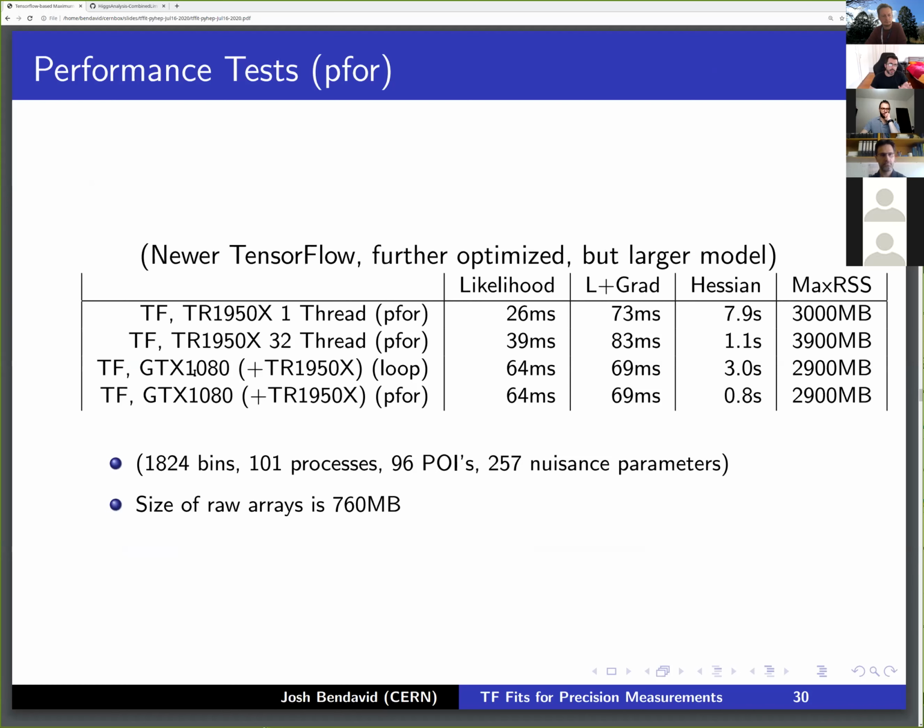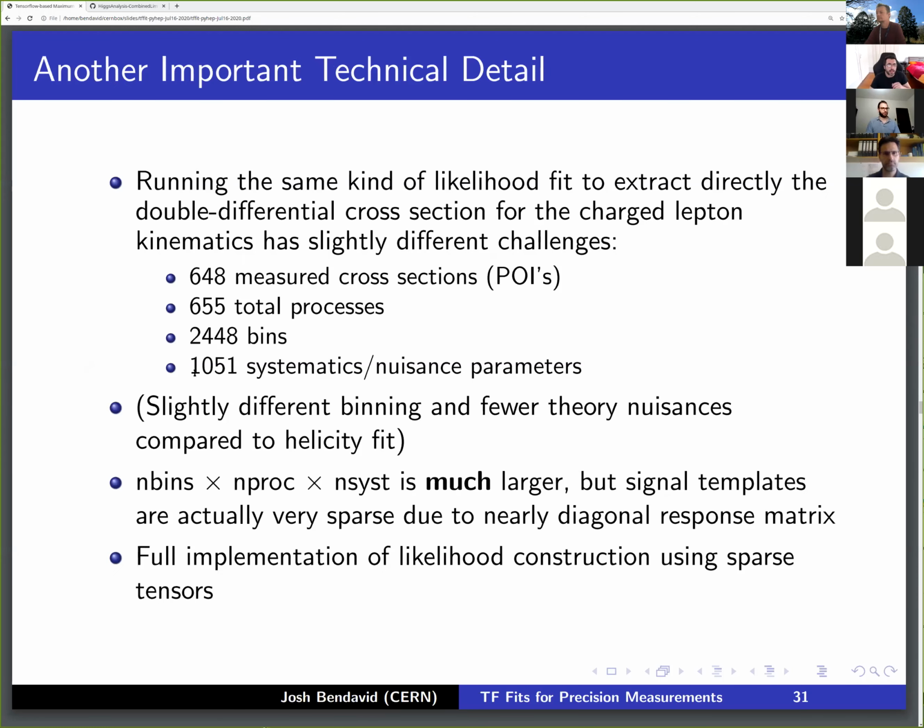There are some interesting details here about the use of parallel for to compute the Hessian, which can speed things up a lot. The other thing I wanted to mention is that we also have a sparse tensor representation. The reason is that for the lepton differential cross-sections, we actually have 650 measured cross-sections rather than 40. So this product of the number of processes times the number of bins times the number of systematics becomes huge. It becomes prohibitive to even keep these things in memory for the systematic uncertainties.